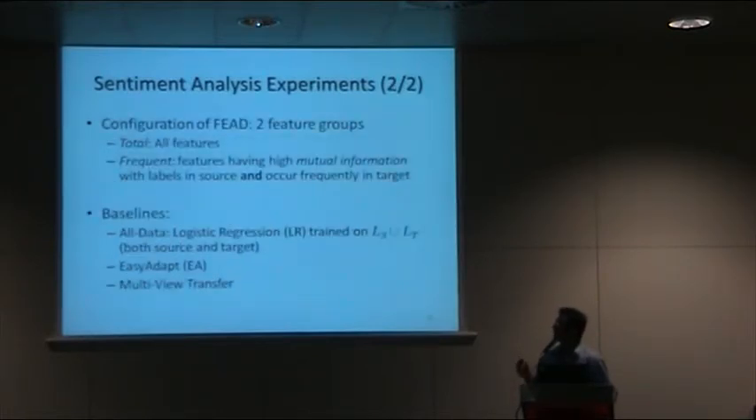And in this case, we consider two feature groups which we create using very simple heuristics. One feature group is the total feature group, which is all the features together. As I said, the feature groups can be overlapping. And the other feature group is those features which have a high mutual information with label in the source domain and at the same time occur very frequently in the target domain.